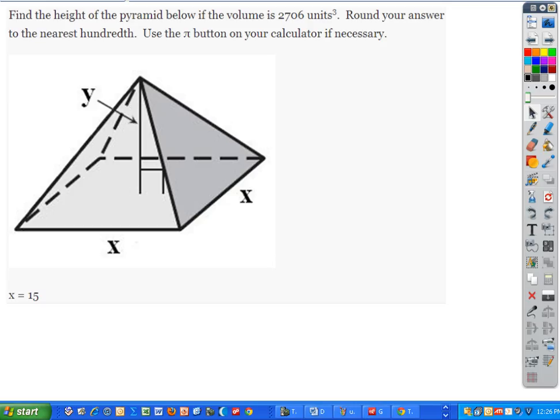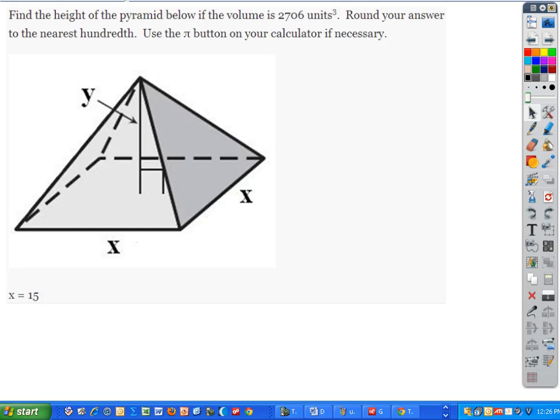Okay, first one I want to look at. Let's see, we've got a pyramid given to us with a volume of 2,706 cubic units. So they give us the volume, and they give us X, right? And they want us to find the height Y of the pyramid.